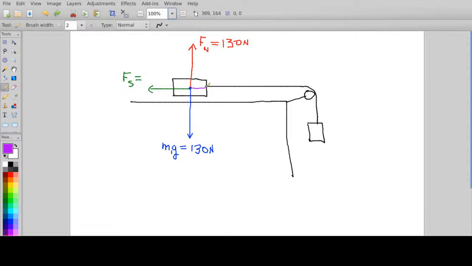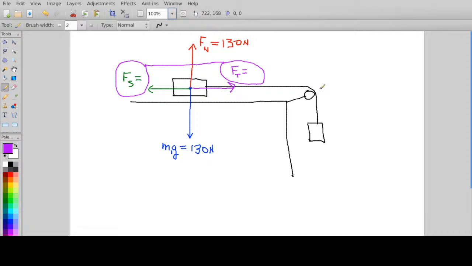And then there is the tension here like that. Okay? Ft. And you say, well, what is that equal to? We don't know. We do know one thing, though. All right? We'll use this in a minute. We know that Fs has to equal Ft in this case.